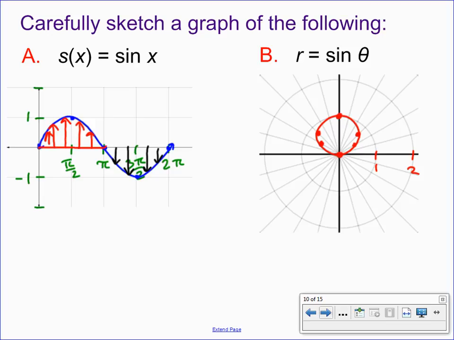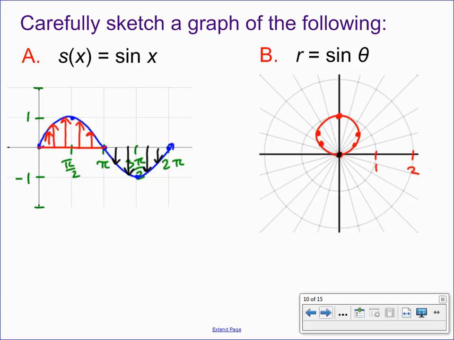How about at pi, right? At pi radians of rotation, the value of sine is 0, which means I need to plot the point 0, comma pi again. So I'm going to plot in the pi direction. I'm going to plot 0.